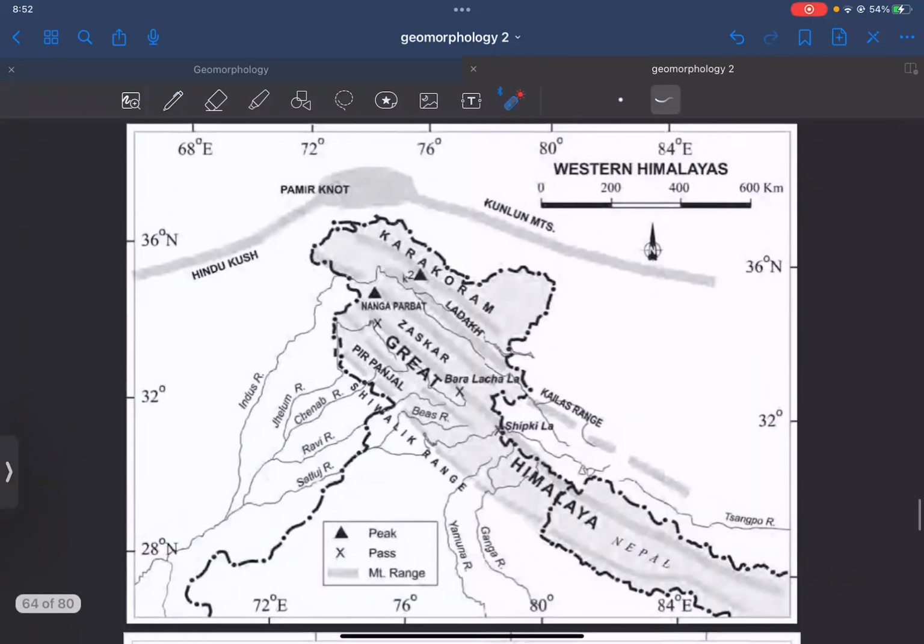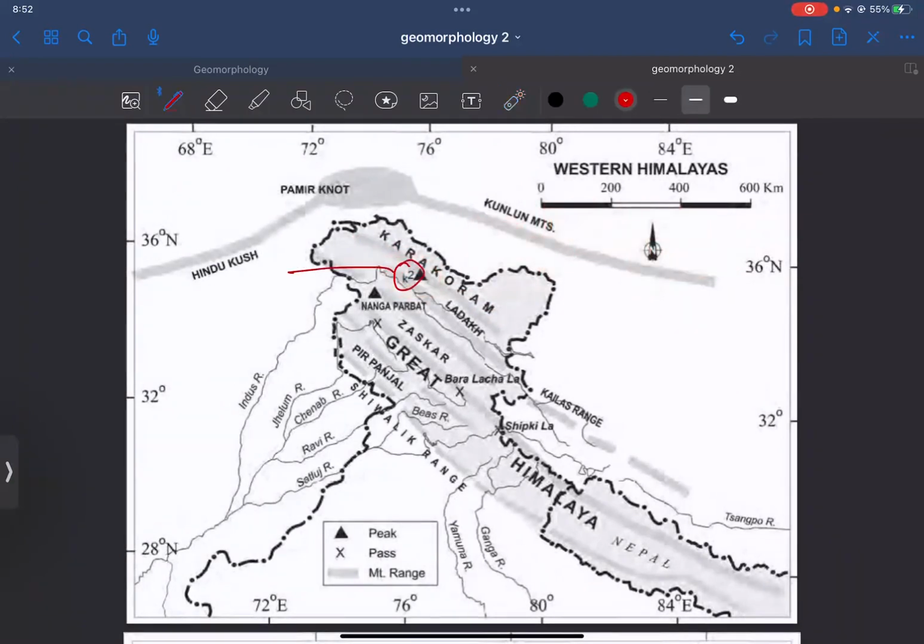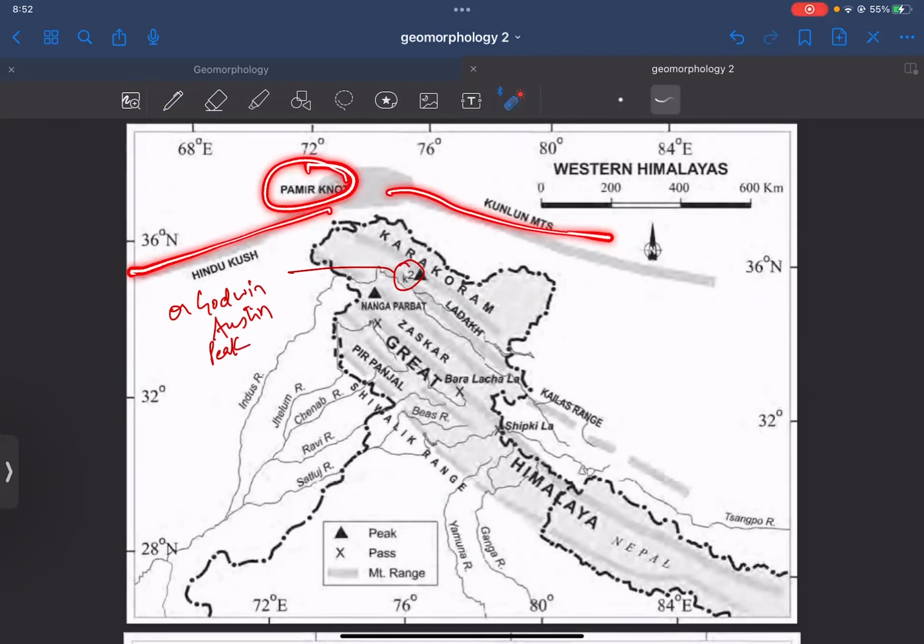Here, NCERT: the Karakoram range has a peak, the K2 peak, which is also known as the Godwin Austen peak. Then we have the Pamir Knot, Kunlun Mountains, Hindu Kush, Karakoram. Pamir Knot, right? And Ladakh, which is also known as the Kailash range. Zaskar. Zaskar has Nanga Parbat.